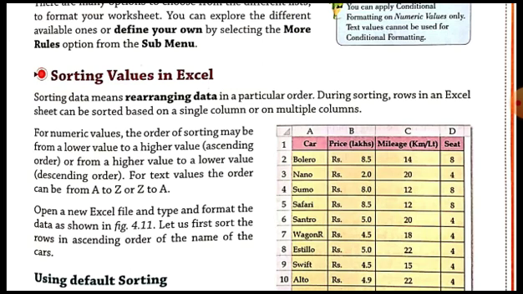So we have to maintain an order in sorting. Unsorted data is not in any particular order; it is neither in ascending nor in descending order. But when we are sorting something, we are arranging it in some particular order. During sorting, the rows in an Excel sheet can be sorted based on a single column, or on multiple columns, meaning more than one column.